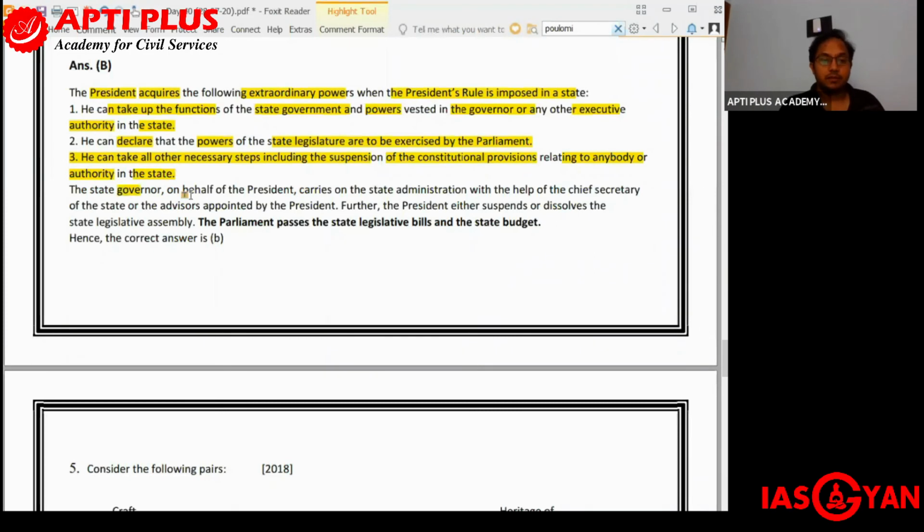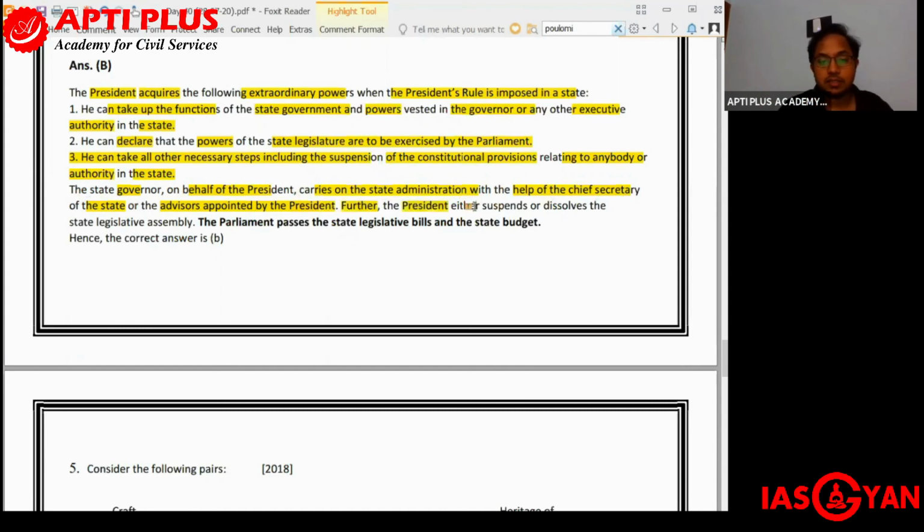Next, the state governor, on behalf of the President, carries on the state administration with the help of the chief secretary of the state or the advisors appointed by the President.